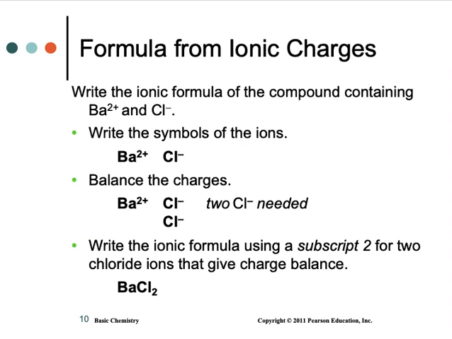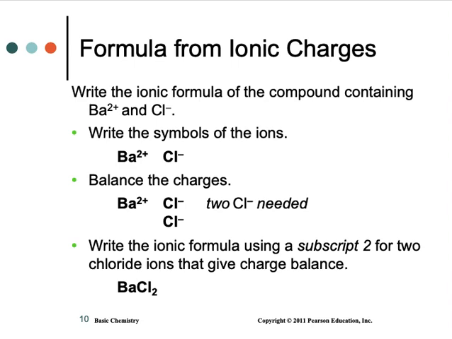Now, the smaller number is a 1. How many 1s do I need to balance with a 2? I need 2 1s. So I need 2 chlorines. So my formula would be BaCl2. I would love to be able to see your face to see if this makes any sense for you.